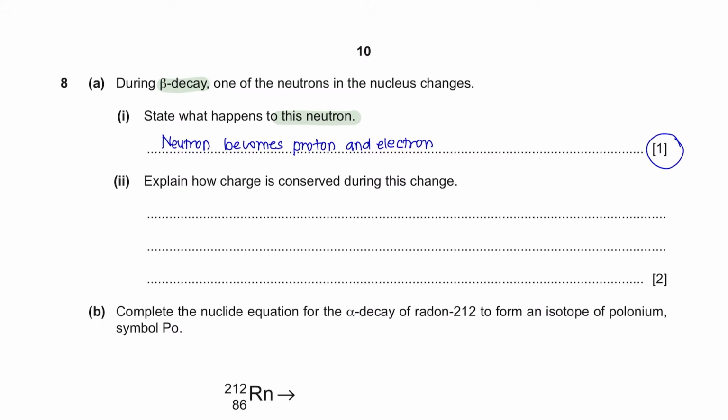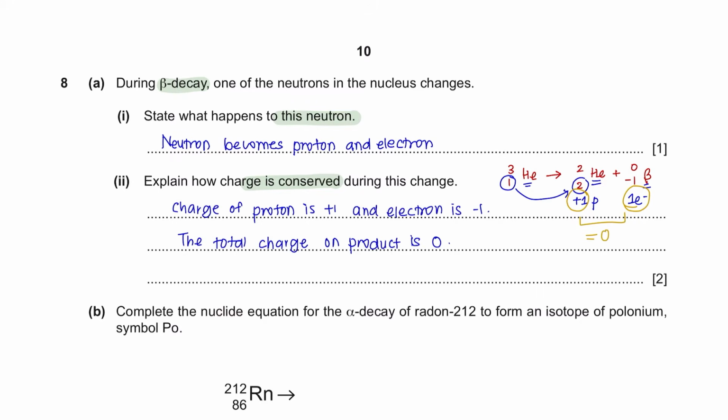Part 2. Explain how charge is conserved during this change. Okay, let's look at a sample decay equation to answer this question. As you can see here, the proton number of this helium atom has become 2, meaning that it has gained 1 proton. And since it releases beta, it has gained 1 electron. So we have got positive 1 and negative 1, giving us a total net charge of 0. So when you get a total charge of 0, your charge is conserved.